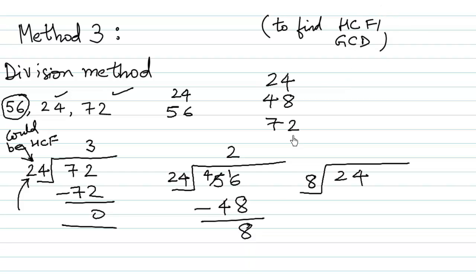So let's see. 8 threes are 24, and the remainder is 0. So now since no other numbers are still left, 8 is the HCF. So HCF of 56, 24 and 72 is 8.